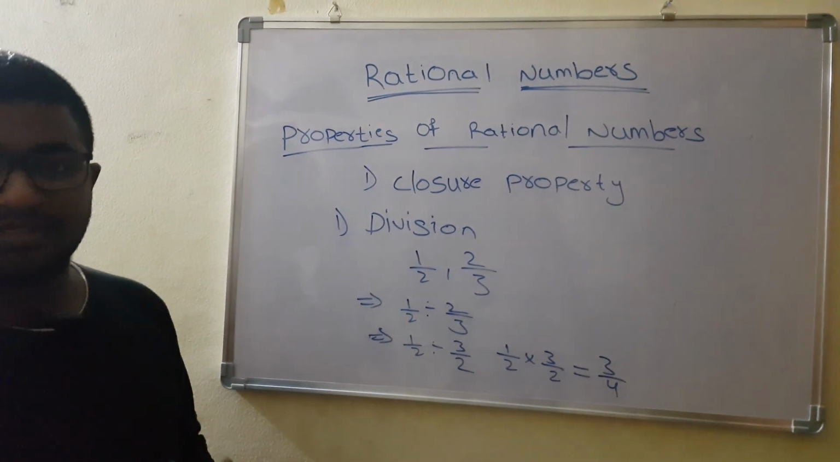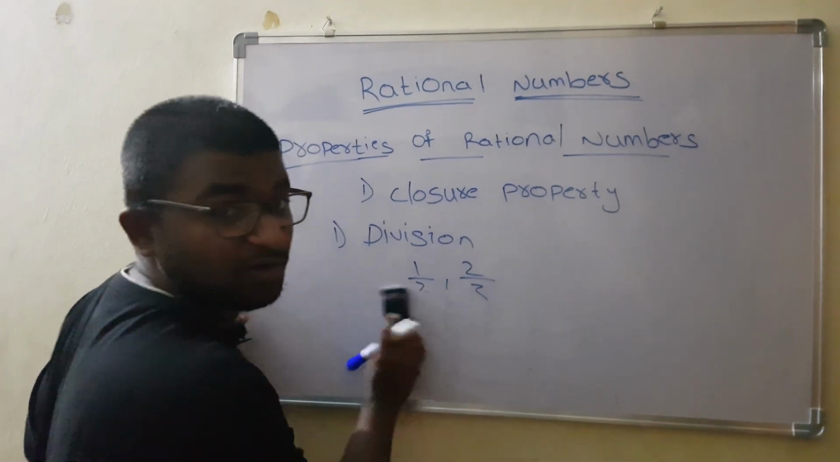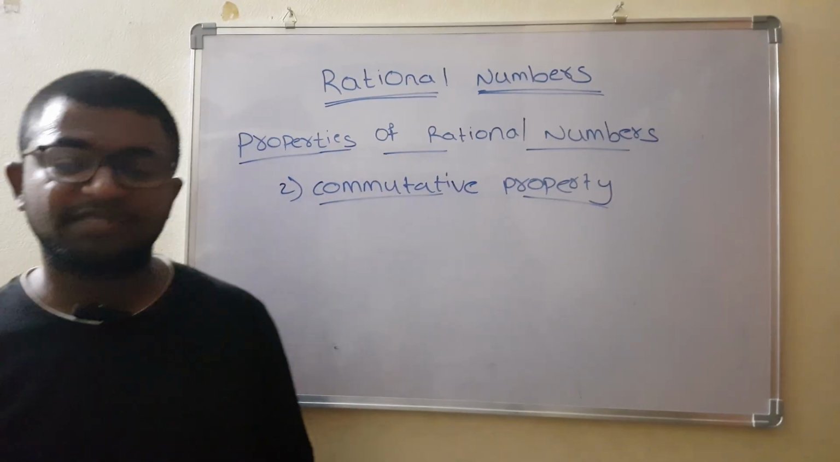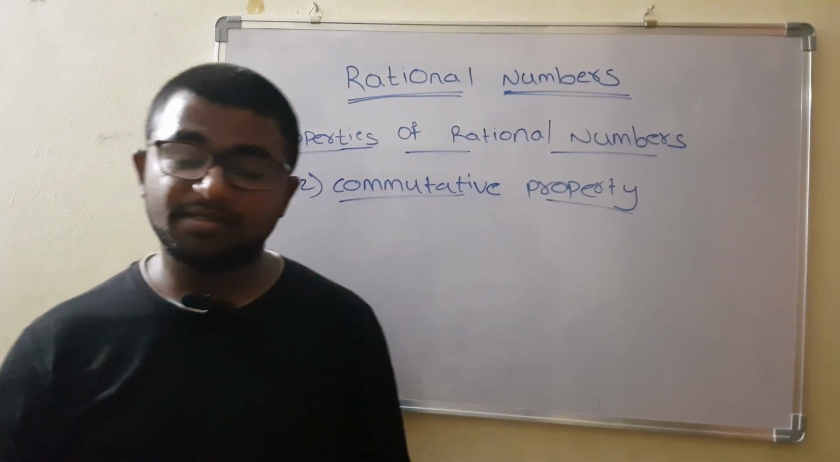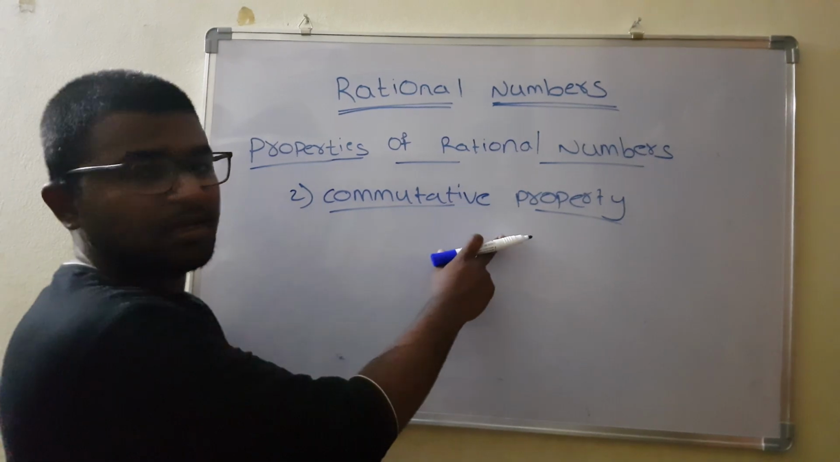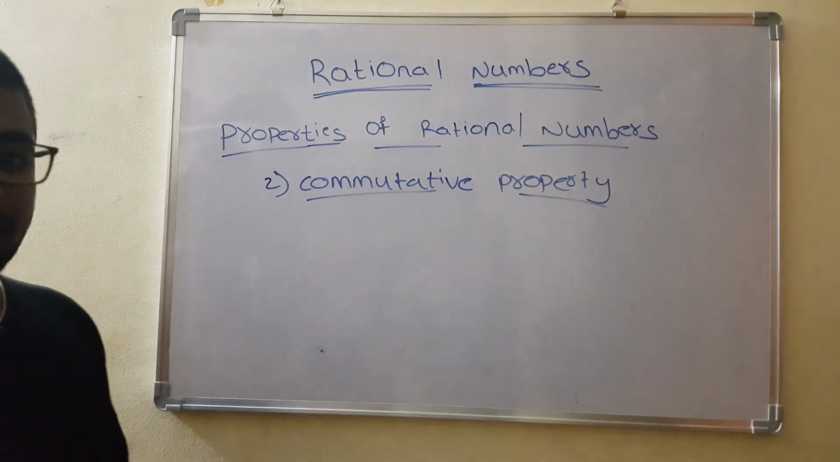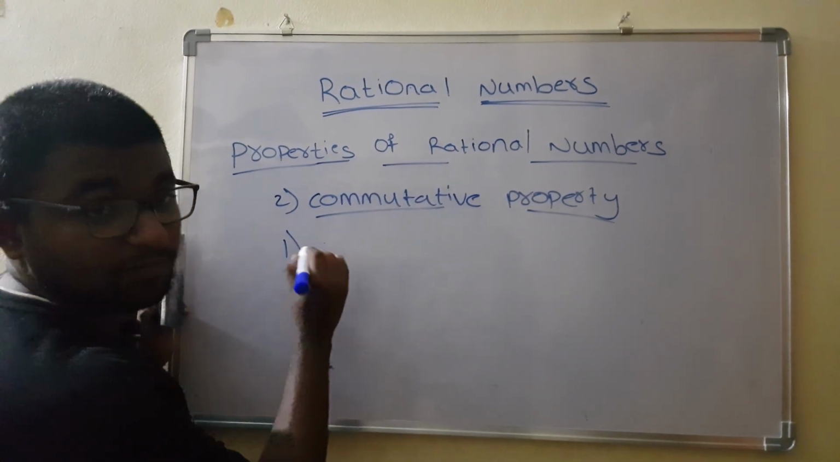Now we are going to discuss another property, that is commutative property. Let's follow. When we change the order of two rational numbers in a binary operation, we get the same result, that is LHS equal to RHS. This is commutative property on rational numbers. How do we use commutative property on rational numbers? We have four operations. First of all, addition.